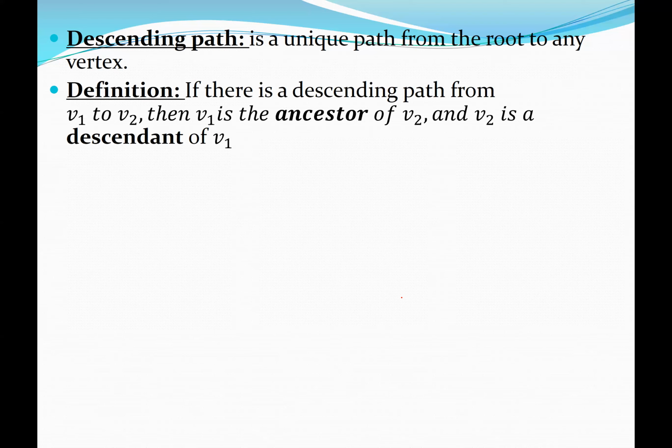So you can think of it in relation to us. Our grandparents to our parents, parents to us. So a grandparent would be the ancestor of us, because there's a path from grandparents to our parent, and then from parent to us. So that's the idea of that. And we are the descendants of our parents. So that's the concept of that.